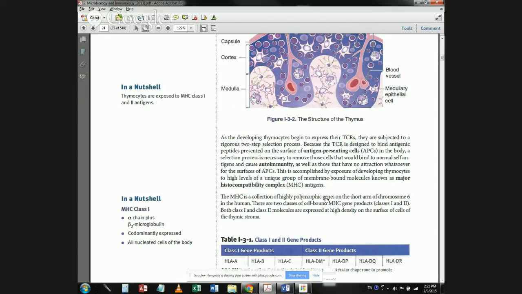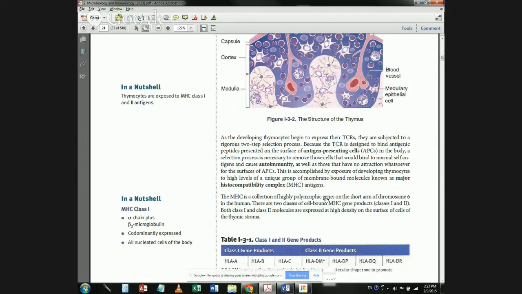So, two things happen here. All these new recruits from the bone marrow who want to be the new T cells have arrived at the thymus and they have to go through selection. First selection would be, hey, are you going to attach to antigen presenting cells?